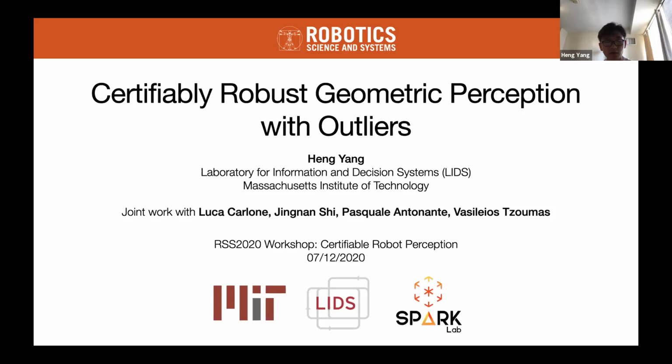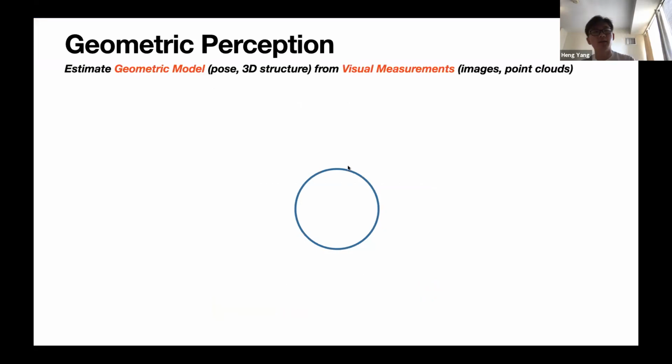Before I talk about the technical details, I still want to motivate geometric perception, and also geometric perception with outliers. Geometric perception is essentially the task of estimating geometric models from all sorts of visual measurements. The model we're trying to estimate can be poses or 3D structures, and the visual measurements can be images or point clouds, as we have already seen in previous talks.